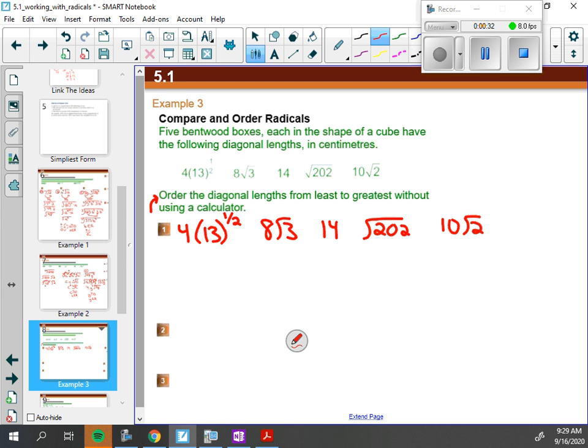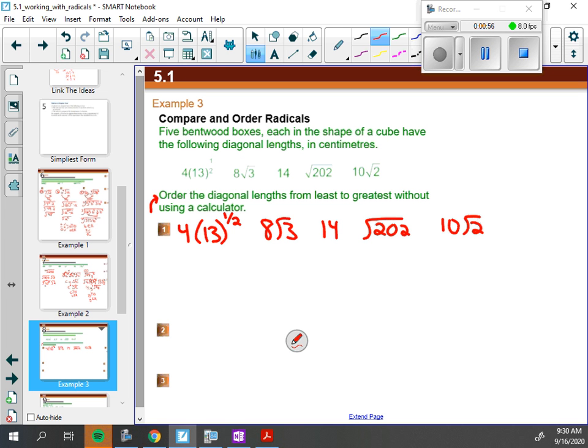It's really hard to order items when they're mixes of radicals and exponents, or mixed radicals, right? Like 10 square root 2, and let's go with 3 square root 5. I'd have a hard time figuring out which one's bigger or smaller without using a calculator. But if you can get them all in the same form, then it's easier.